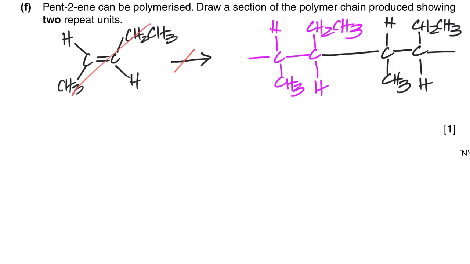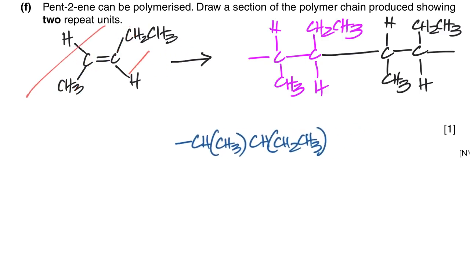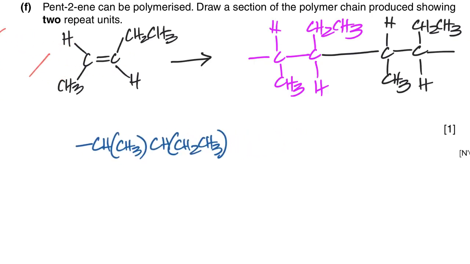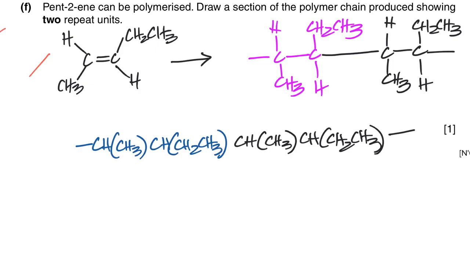If you're looking to draw the structural formula for this, the first chain would be CH, CH3 in the brackets, then CH, then CH2, CH3 in brackets. That's one unit. Then the other one, similar. So the second one would be CH, CH3, then CH, CH2, CH3. The skeletal will be easier.